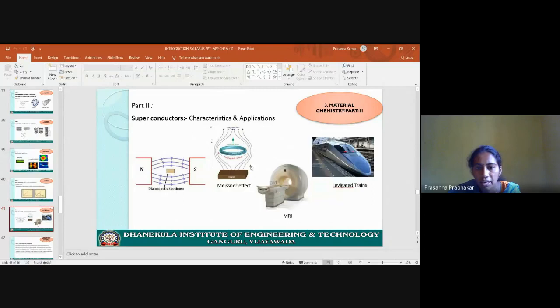Next, where are superconductors used? Mainly, superconductors are used in MRI scans and also in levitated trains. So the main purpose of superconductors is in levitated trains and also in MRI scans.